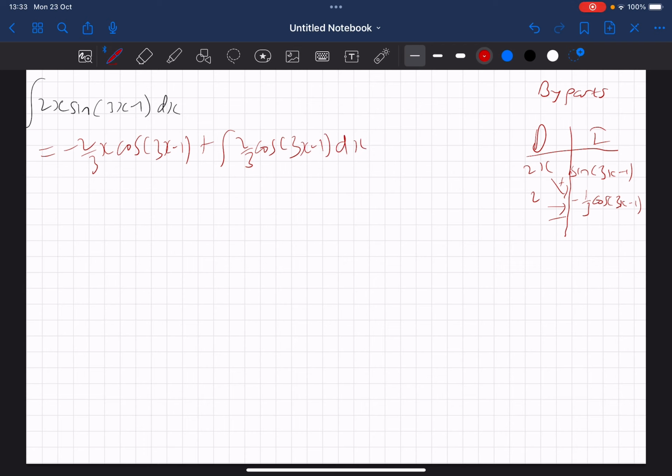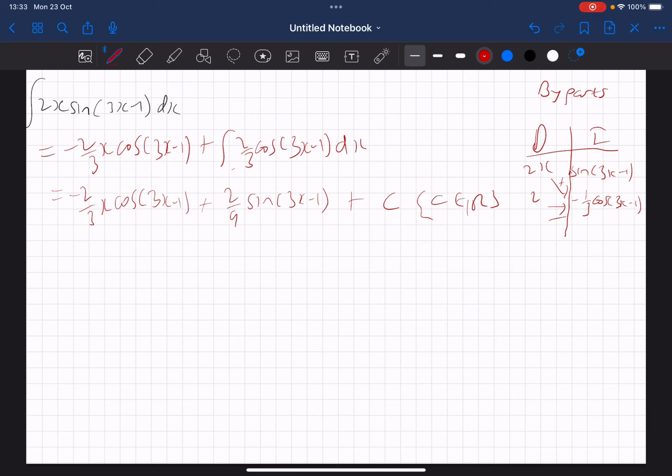That last line will always be the final integral that you add on the end. And then again, we can tidy this up. And now this is just a straightforward integral. Integral of cos is sine. Just remember to divide by the 3 here, so it's going to be 2/9. And cos goes to sine 3x minus 1 in the integration, plus some constant c, where c is just a real number.